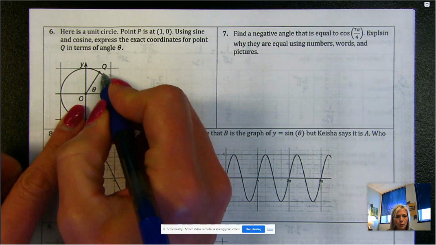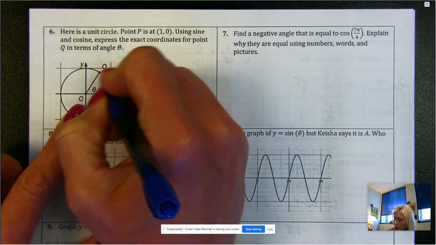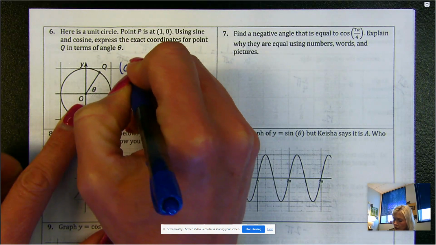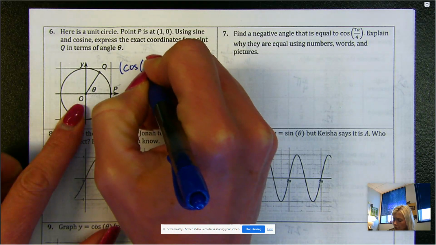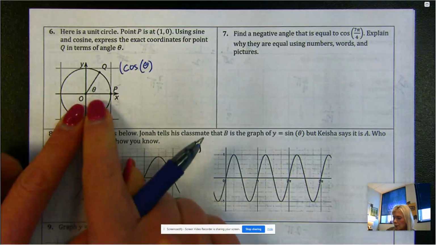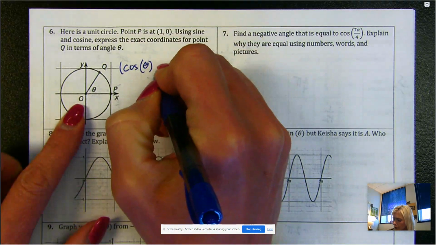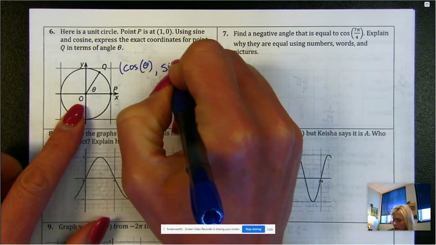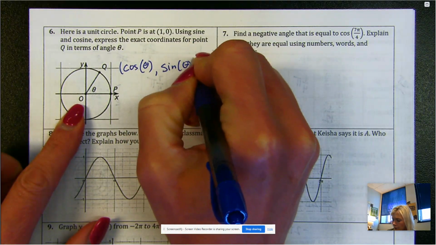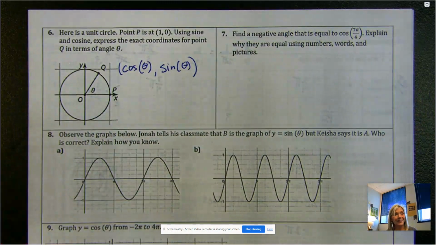So the exact coordinates here for Q are going to be whatever the cosine of theta might be. We don't know what it is because we don't know what theta is. And then the sine of theta. All right, and then that's it.